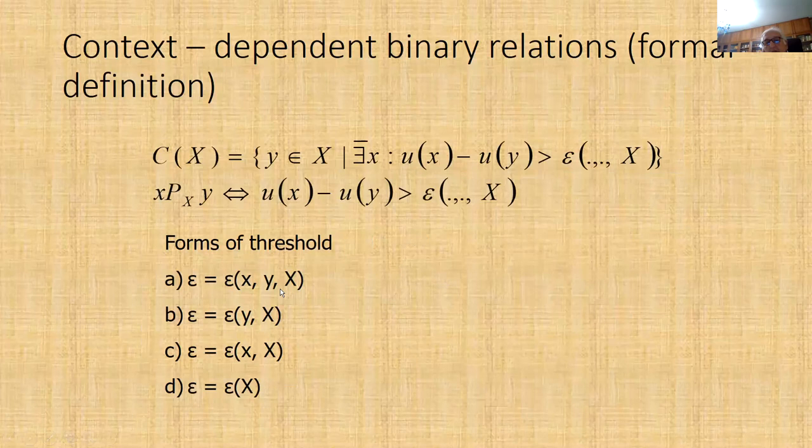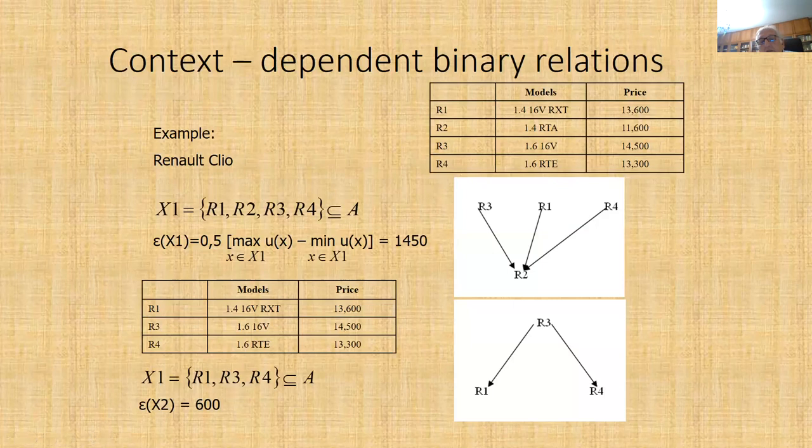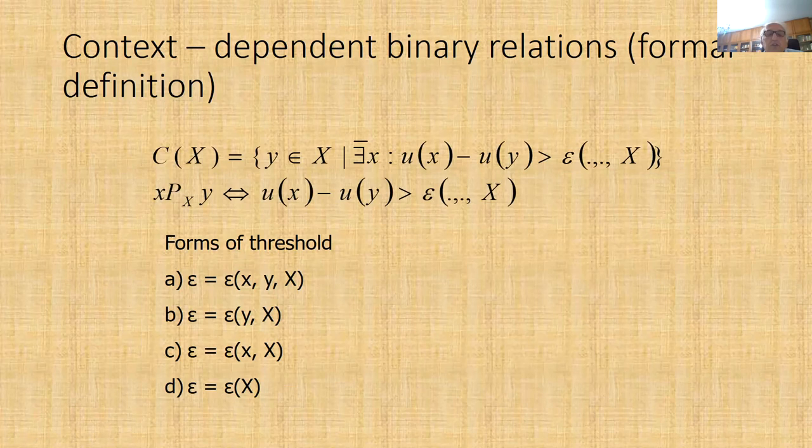Yes. Then I can come to the idea of which forms of threshold we have. Epsilon might depend on both compared alternatives like before, right? Epsilon might depend only on Y, only on X, and it might not depend on alternatives, it just depends on the set, as we saw in this very example. It turned out it is possible to prove that models A and B are equivalent, and C and D are equivalent, so we have only two models.